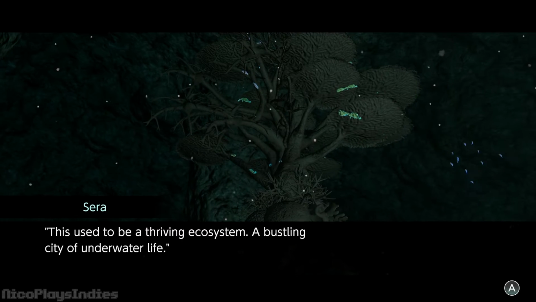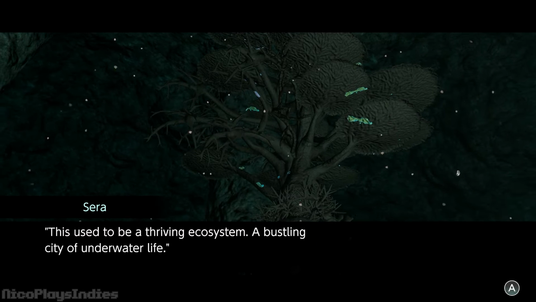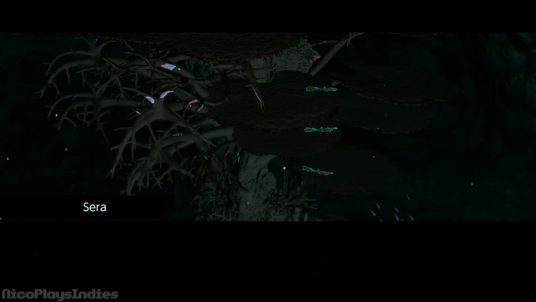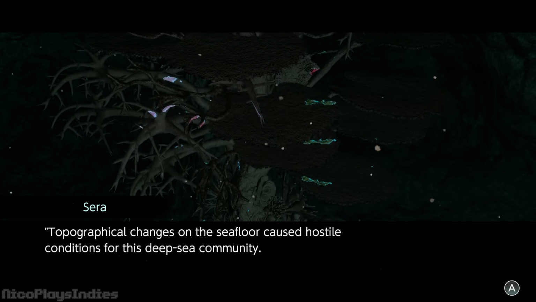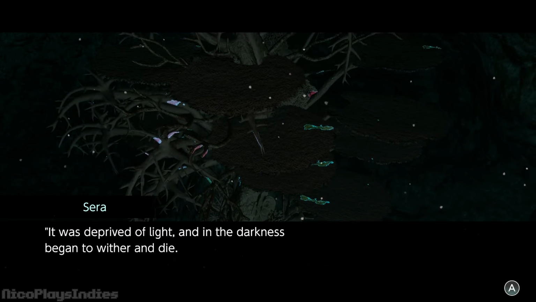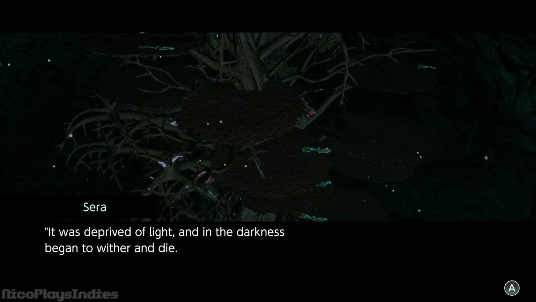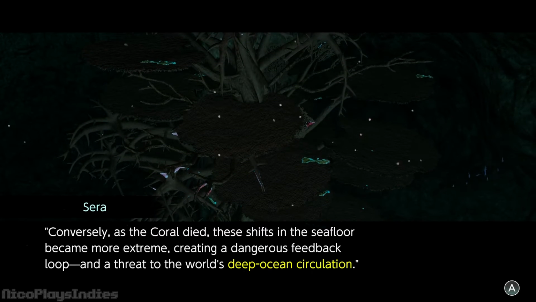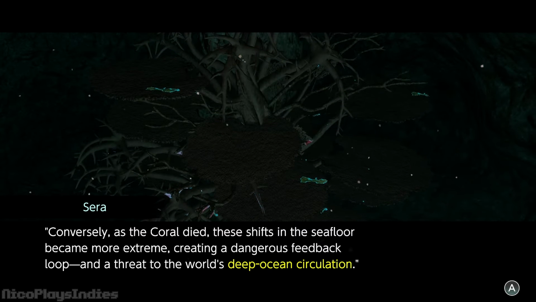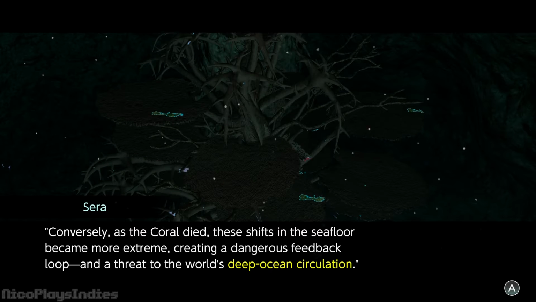This used to be a thriving ecosystem, a bustling city of underwater life. Topographical changes on the seafloor caused hostile conditions for this deep-sea community. It was deprived of light, and in the darkness began to wither and die. Conversely, as the coral died, these shifts in the seafloor became more extreme, creating a dangerous feedback loop and a threat to the world's deep ocean circulation.